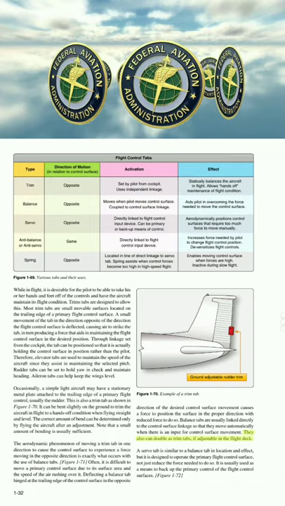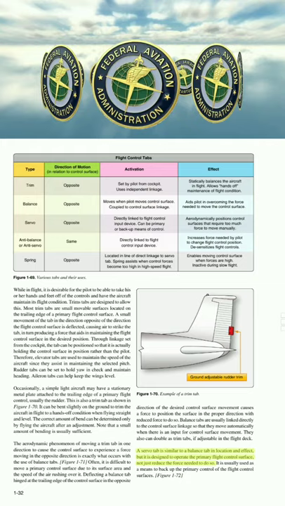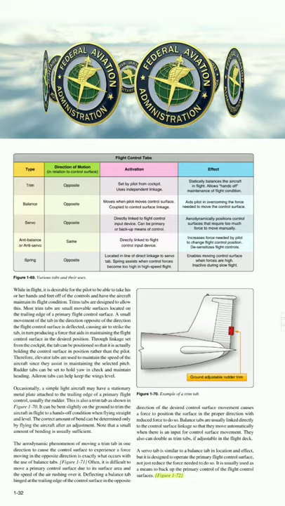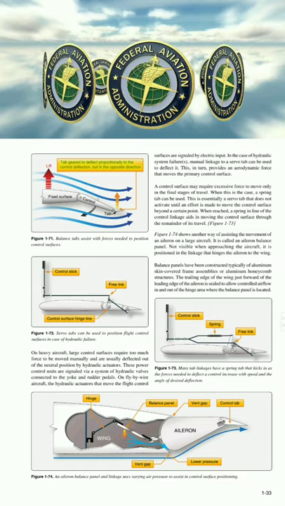A servo tab is similar to a balance tab in location and effect, but it is designed to operate the primary flight control surface, not just reduce the force needed to do so. It is usually used as a means to back up the primary control of the flight control surfaces. Figure 172. Linkage to deflect proportionally to the control deflection, but in the opposite direction.